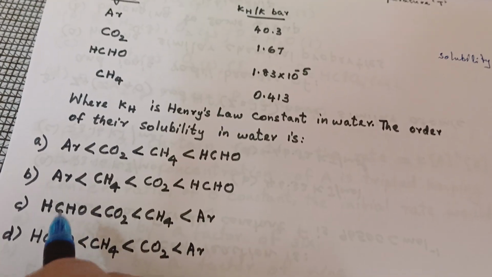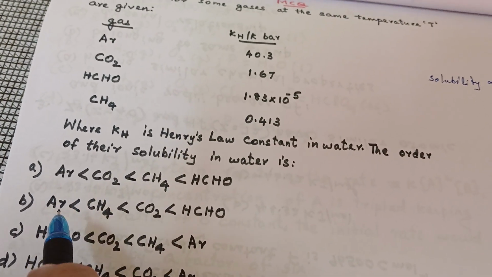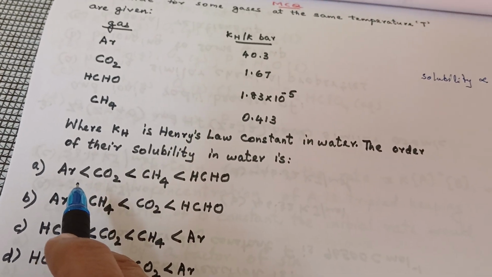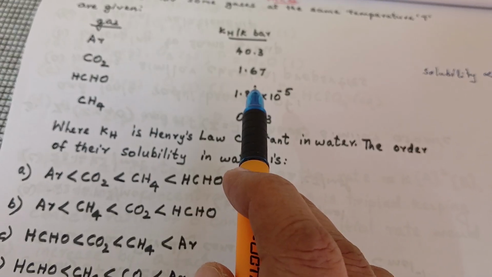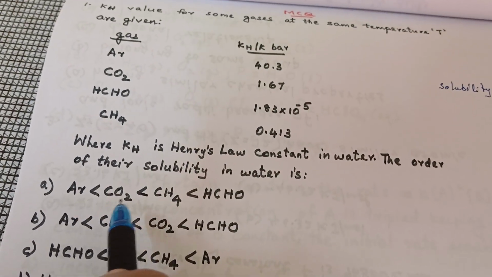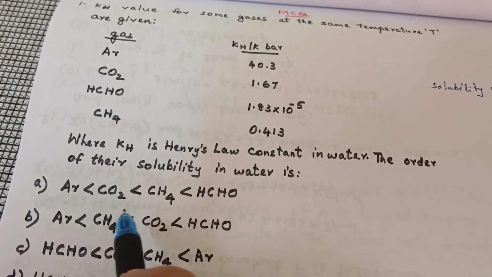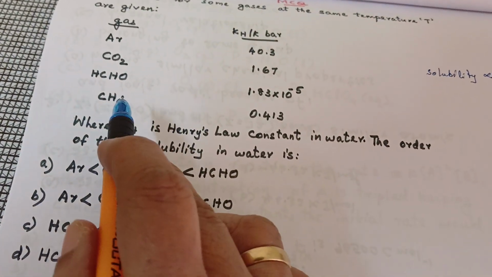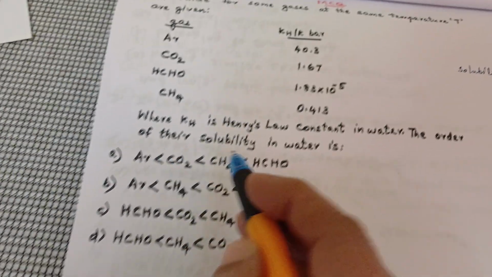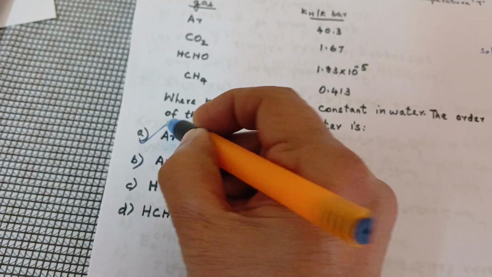So two such options are there. Argon having the lowest solubility. The next one is carbon dioxide. So option A is the correct choice. Carbon dioxide, then methane, and then finally HCHO. So option A will be the correct choice.